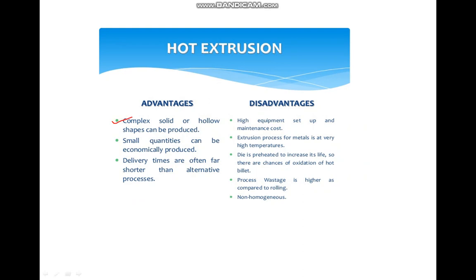What are the various advantages of the hot extrusion process? Complex solid or hollow shapes can be produced. Small quantities can be produced easily and economically, and delivery times can be maintained. What are the drawbacks? High equipment setup and maintenance cost, because you are carrying out the working of metal at high temperature. Die life is reduced. Oxidation will occur. Process wastage is higher as compared to the rolling process. If you compare this process with rolling, it is a non-homogeneous process.